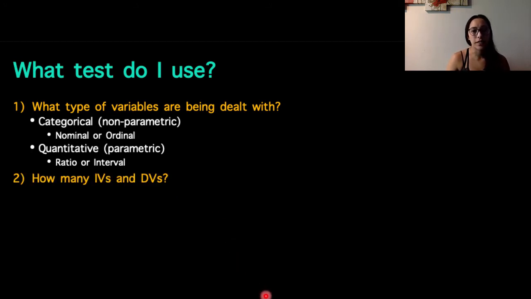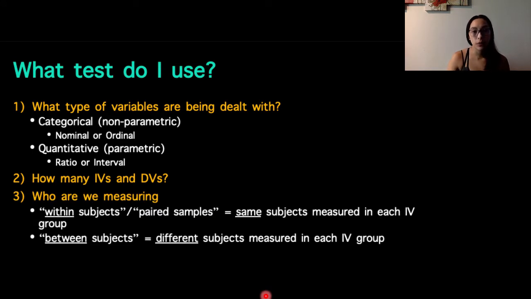We also need to consider how many independent variables and dependent variables we have, and who we're measuring, right? So usually these are going to relate to the independent variable. Do you have a within subject comparison where you're using the same subjects for each measurement that you've taken? Or do you have a between subject comparison, or between subject independent variable, between subject factor? And there's all different ways that you could describe between and within subjects, right?